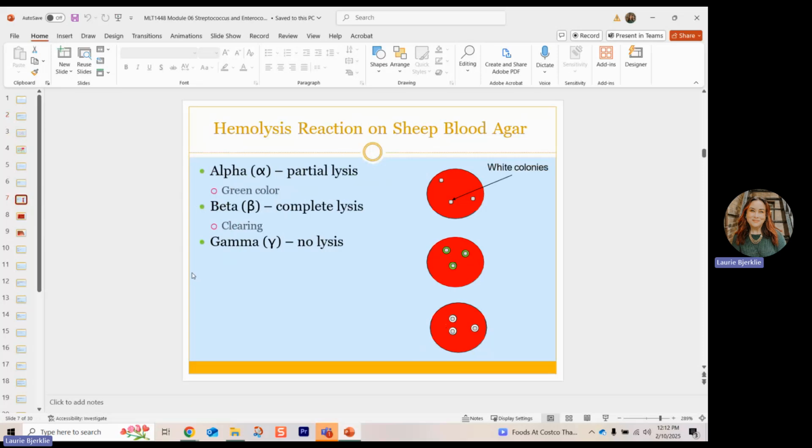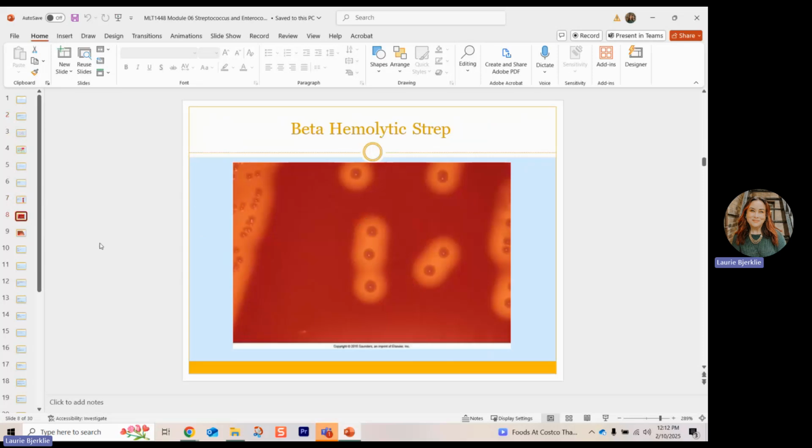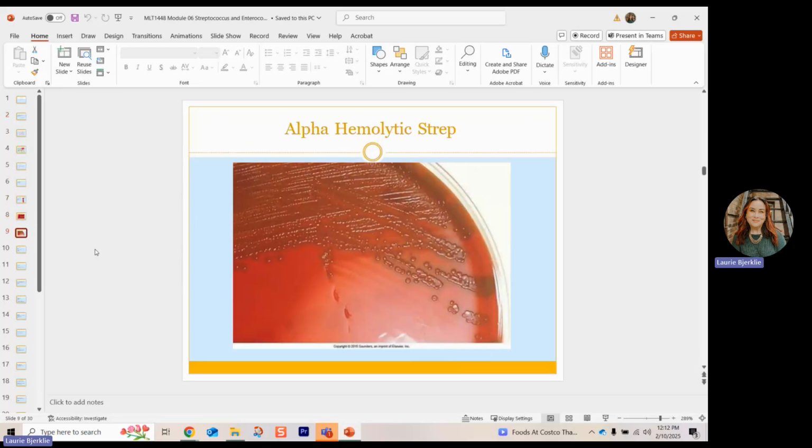So based on the hemolysis will help guide what your next step in the flow chart system of testing is. If we look here, this would be a beta hemolytic strep. You can see the full clearing around the colonies there. It ate away all of that blood agar, it lysed those blood cells in that agar around those colonies to make it clear appearing.